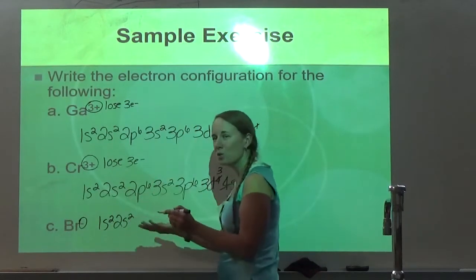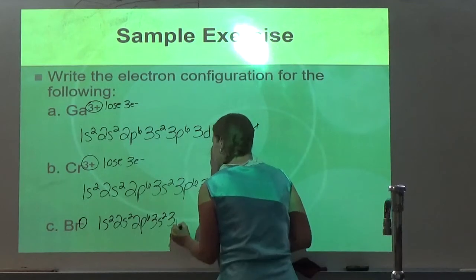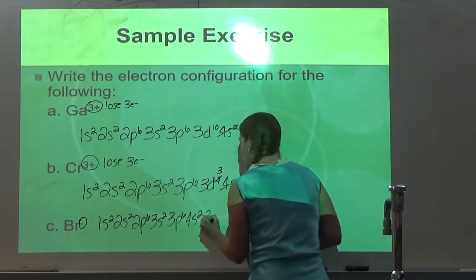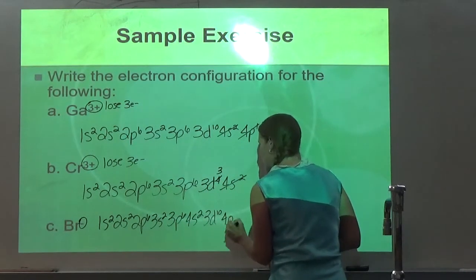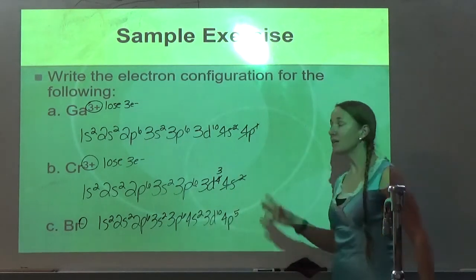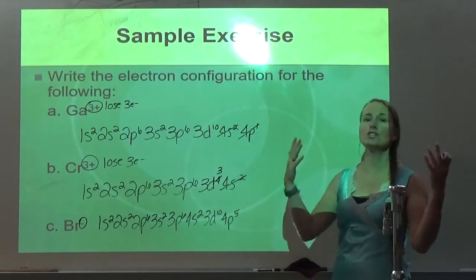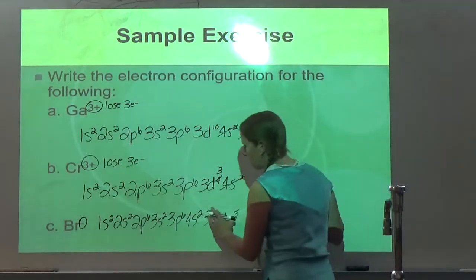I'm going to assume you know the order at this point. 2p6, 3s2, 3p6, 4s2, 3d10, 4p5. Is that where bromine is? Yes. All right, so again, y'all, this one, it doesn't actually make your answer wrong if you don't rearrange. However, y'all, just do it every time, okay, that way you don't forget.